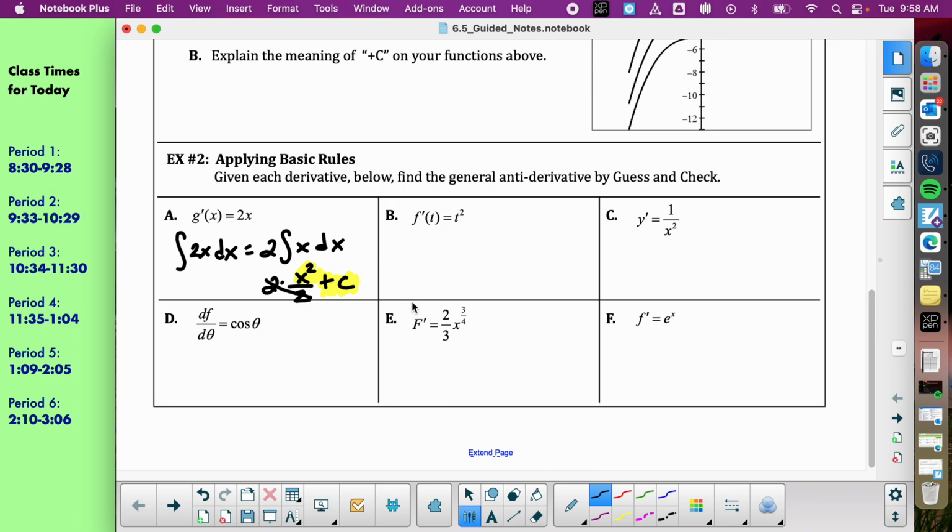Okay, so we've got t squared. What I'm going to do is I'm going to write the integral of t squared dt.